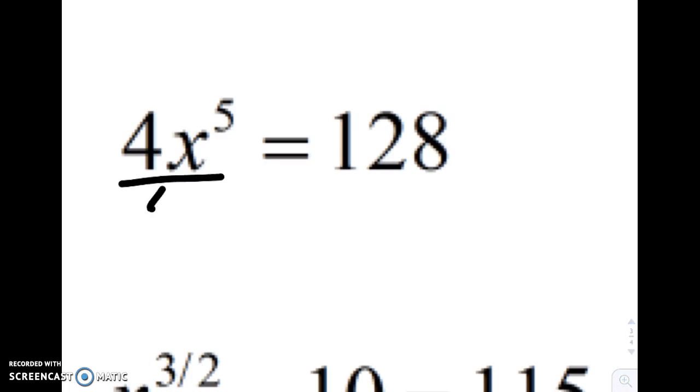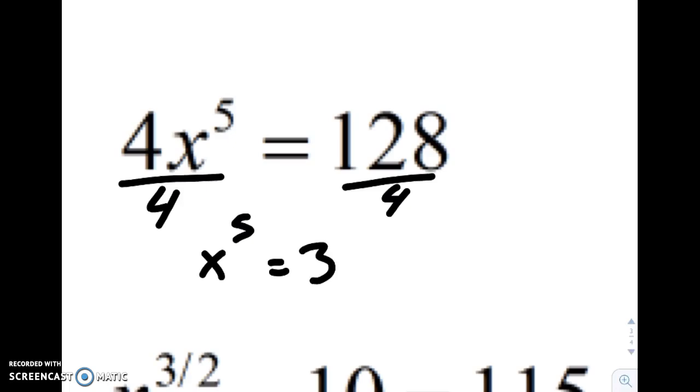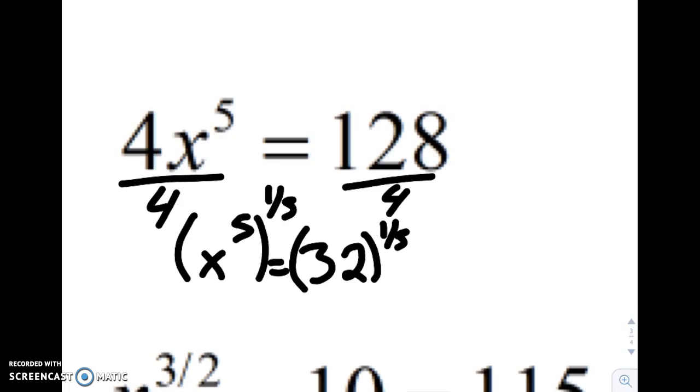We're going to isolate. So the first thing you would do is divide both sides by 4. Gets you x to the 5th is equal to 128 divided by 4 is 32. Now at this point, if you can figure out what to the 5th is 2, then you're going to be fine. But the other way that you can do this on your calculator is to take a 5th root of both sides, or an exponent of 1/5.